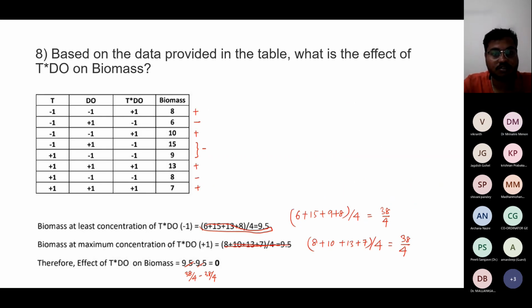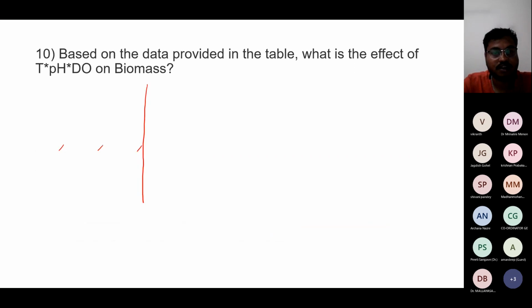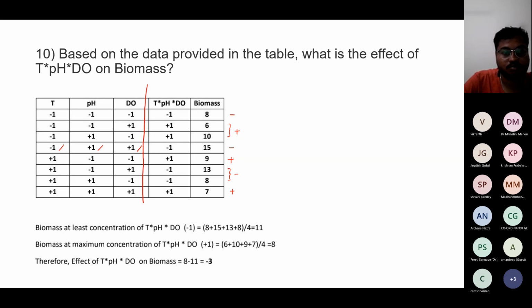Similarly for temperature and dissolved oxygen and pH. And for the final question, we need to consider all 3 columns, the final interaction term, temperature into pH into dissolved oxygen. So we look at all 3 values to calculate the 4th column. Then we'll separate the -1 values from the +1 values. We'll take the average and subtract the -1 value from the +1 value.